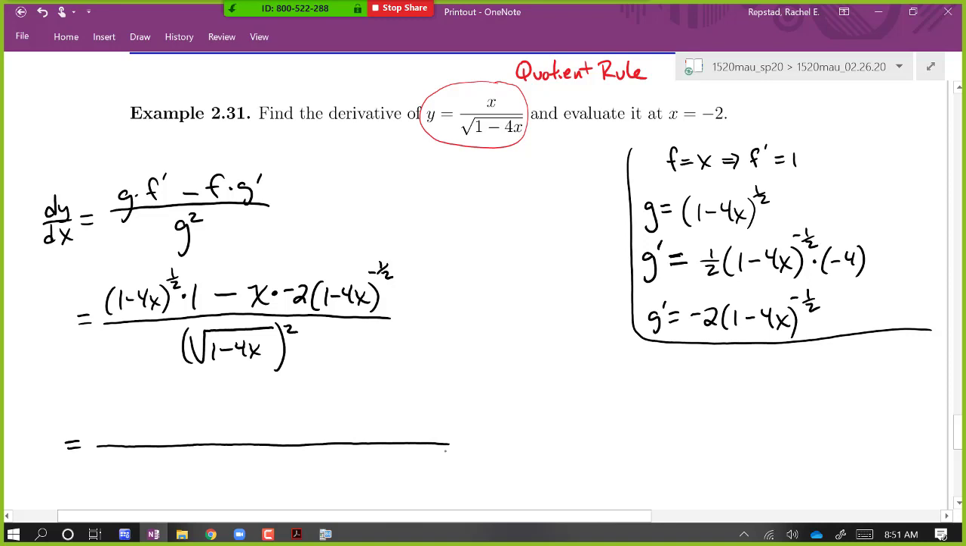I'll do a little bit of simplifying. So first of all, on the bottom, I'm squaring a square root, so that's just 1 minus 4x. On top, I have 1 minus 4x to the 1/2, and then I guess that's a plus 2x times 1 minus 4x to the negative 1/2.